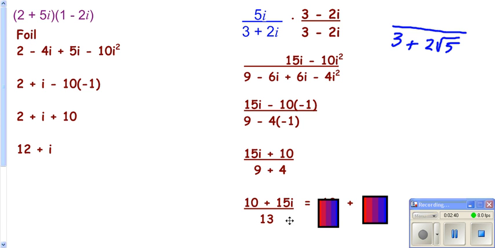Now, I would be fine with you leaving it like this, but technically you should put the real part over your denominator, so the 10 over the 13, and your imaginary part over your denominator, and get a 15i over 13.